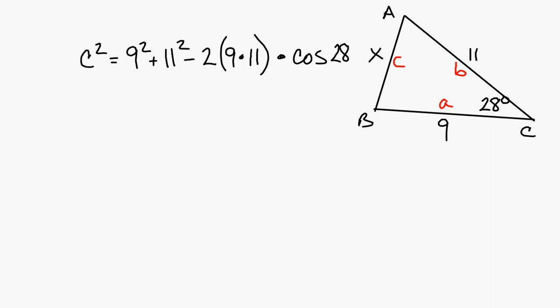Now it becomes a calculator problem. c squared is equal to, in your calculator type 9 squared plus 11 squared. Should get 202. Minus, you got 2 times 9 times 11, 198. And while that number's sitting in your calculator, you can push times cosine 28.